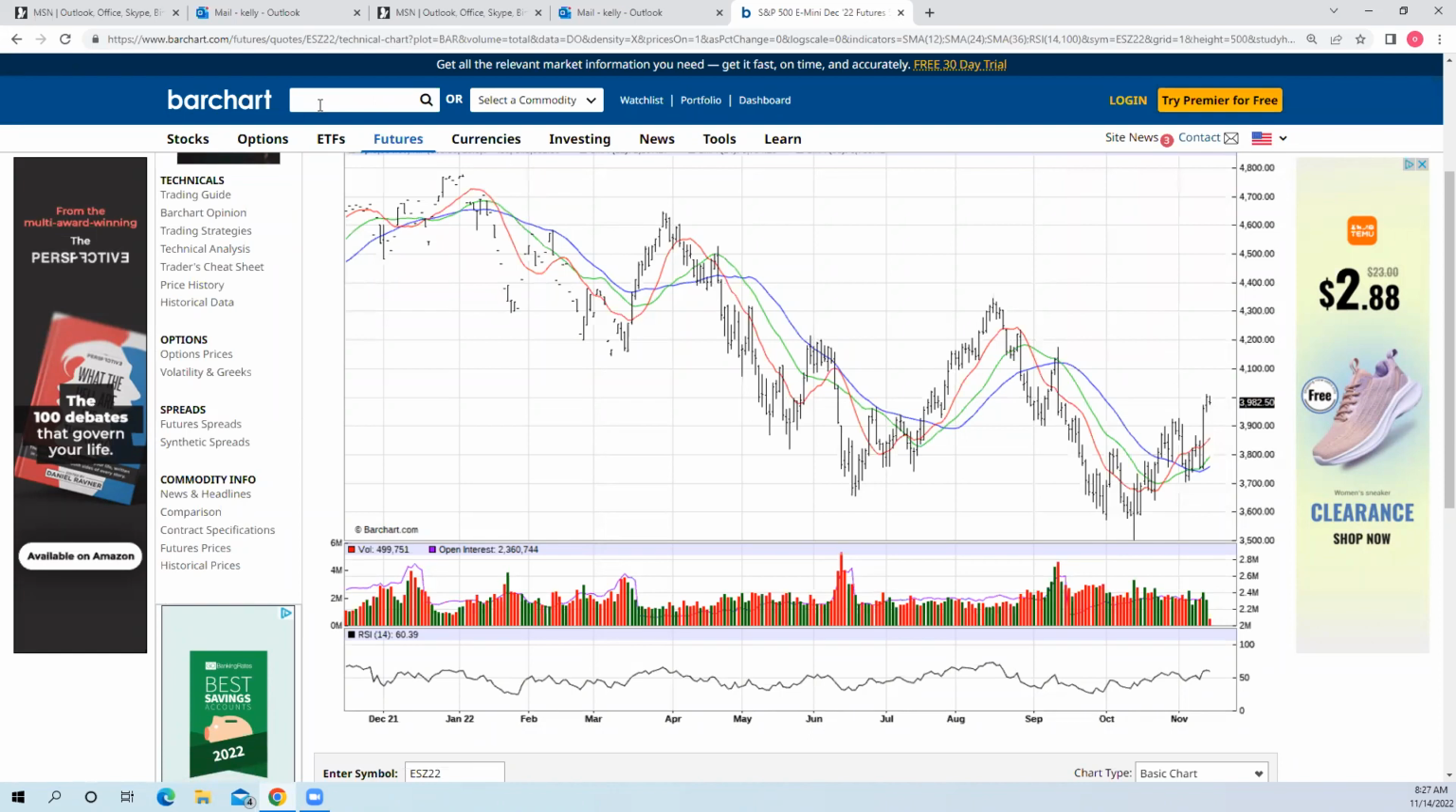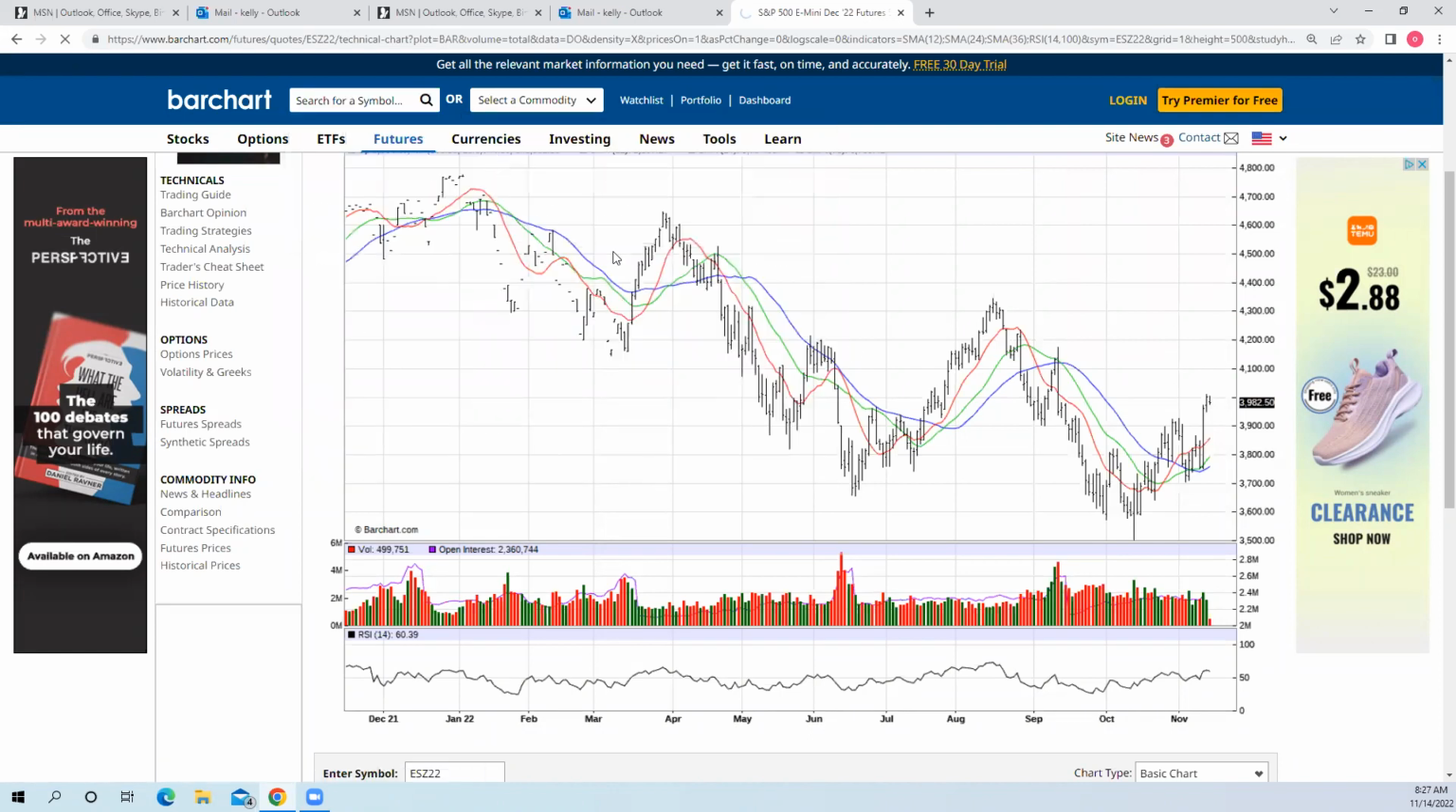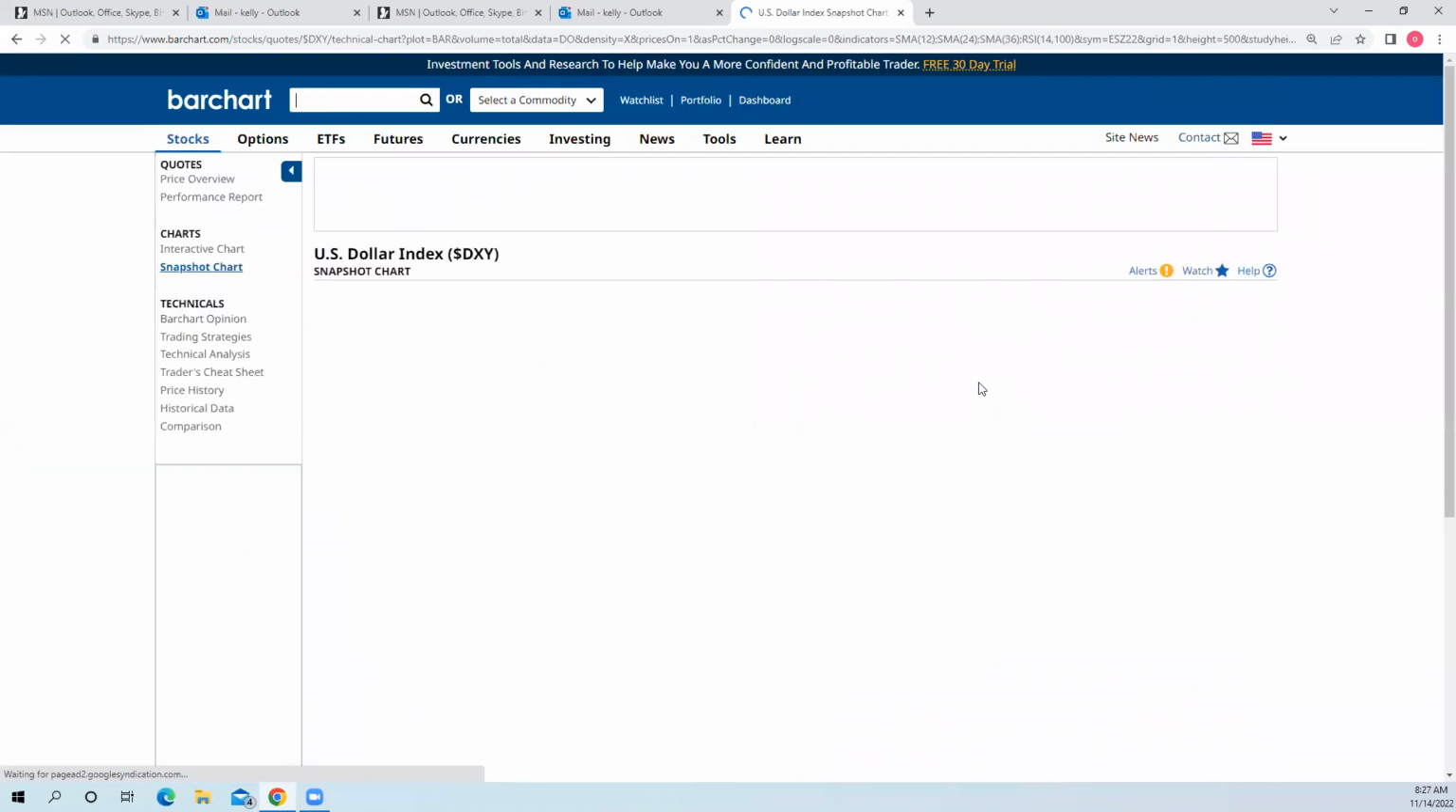The dollar, let's show you that real quick. Because again, the dollar and interest rates really got this thing going, no matter what anybody says.